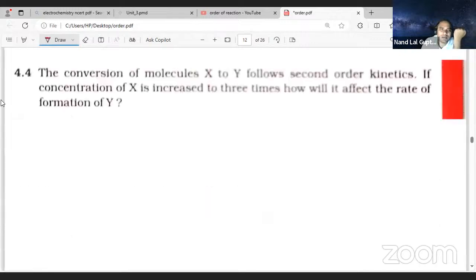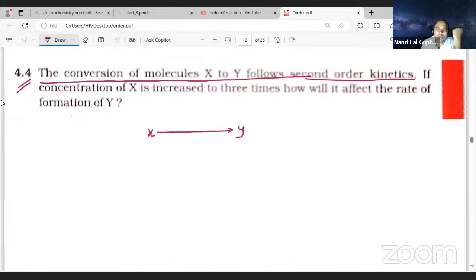I am giving you one more question. Again, this is in-text problem 4.4. They are saying the conversion of molecule X to Y follows second order kinetics. X is converting to Y, and rate is equal to K[X] squared. This is the second order, equation number 1.